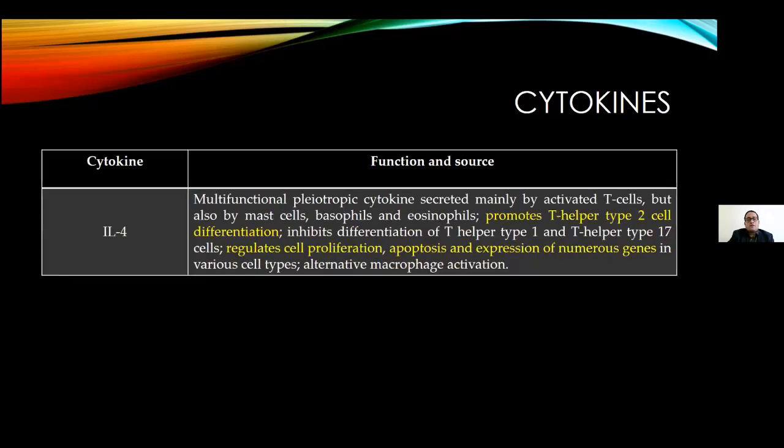One more is interleukin-4. This is a multifunctional cytokine, and it basically promotes T helper type 2 cell differentiation. In addition to that, it regulates cell proliferation, apoptosis, as well as expression of numerous genes. And we know that numerous gene expression will have a direct effect with respect to the inflammatory process.